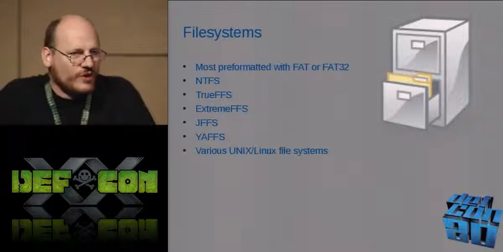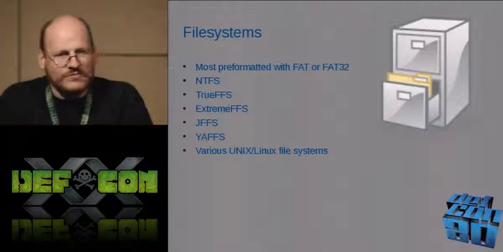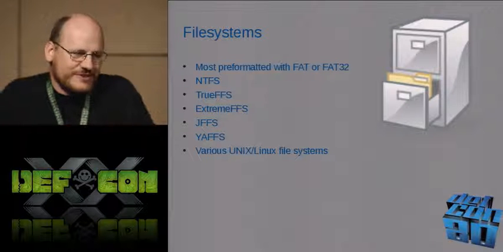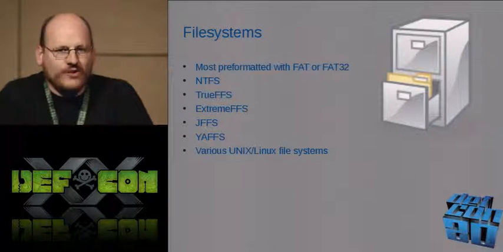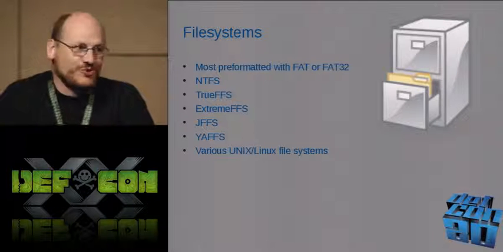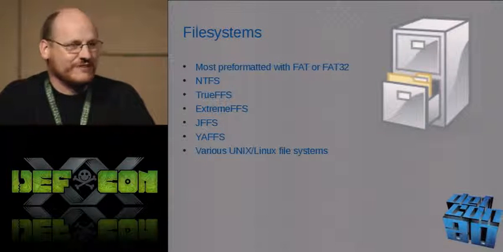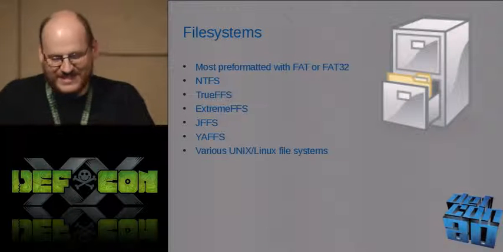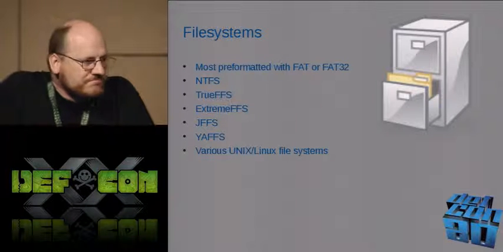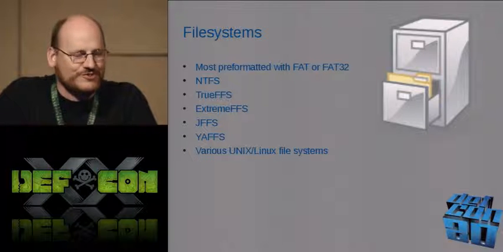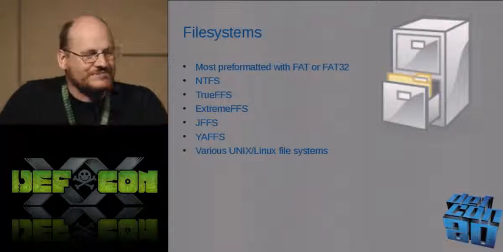All right. What kind of file systems can you put on these things? Well, it's a block device, whatever you want. Most of the time, they come pre-formatted as FAT or FAT32. For external hard drives, I've seen those pre-formatted as NTFS. Or for a thumb drive, if you want to, you can put the true flash file system, the extreme flash file system, the journaling flash file system, or my personal favorite, yet another flash file system. It's kind of like YAML. Again, if you want to potentially hide some information from Windows users, a higher order LUN with a non-Windows, i.e. Linux-only file system can work really well.